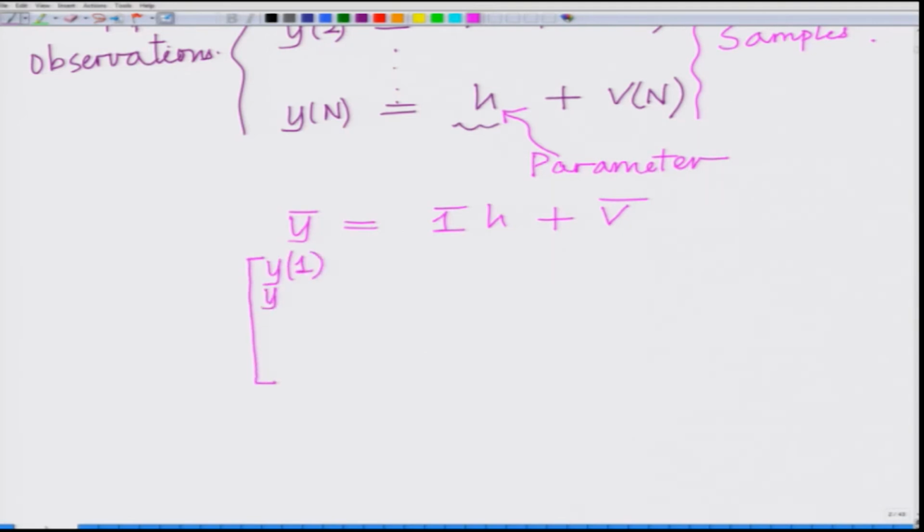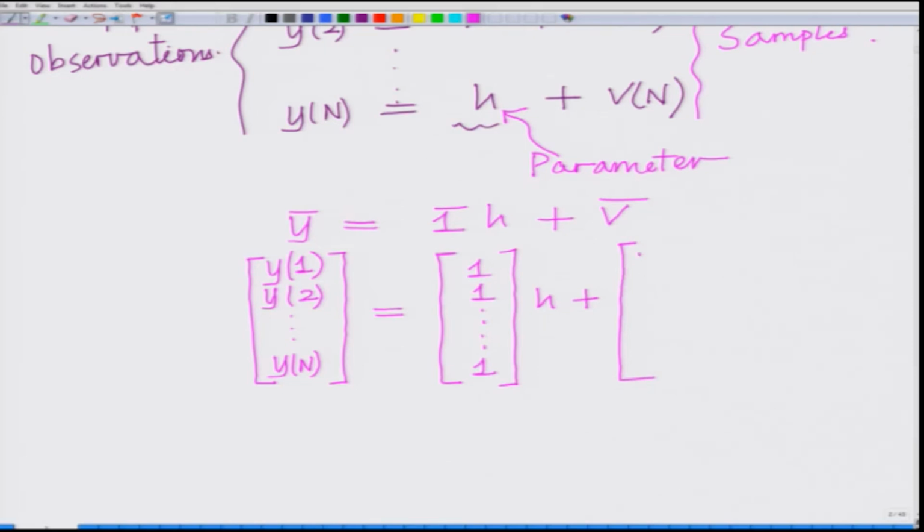So, I can write this as y bar equals vector 1 bar times h plus v bar, where y bar equals y 1, y 2, and so on up to y n. This is the observation vector. 1 bar is the vector of all ones, h, plus v bar, which is v 1, v 2 up to v n. So, this is your vector y bar, this is your vector 1 bar, this is your vector v bar, which is the noise vector.